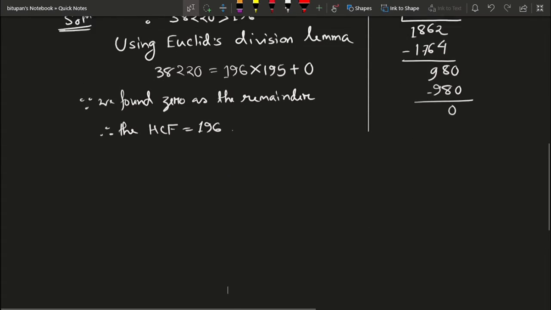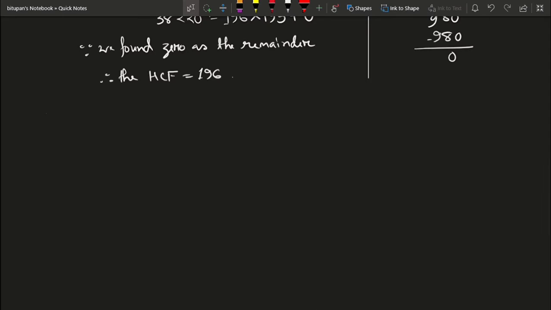Now let's move to the third problem of question number 1. In the third problem we need to find the HCF of 867 and 255. Answer or solution, you can also write.